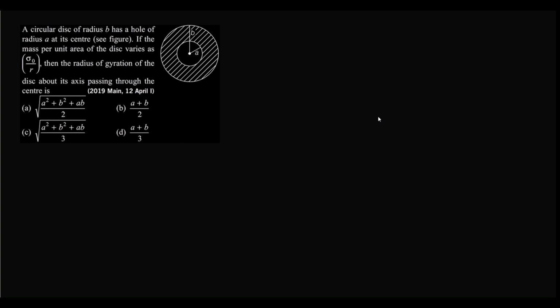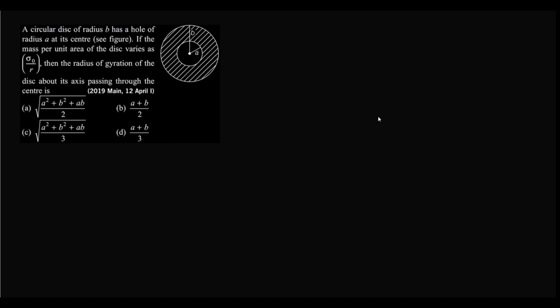Discuss this question. A circular disk of radius b has a hole of radius a at its center. If the mass per unit area of the disk varies as sigma naught by r, then the radius of gyration of the disk about its axis passing through the center is. So this is the annular disk which is shown in the figure, and we have to find the radius of gyration.